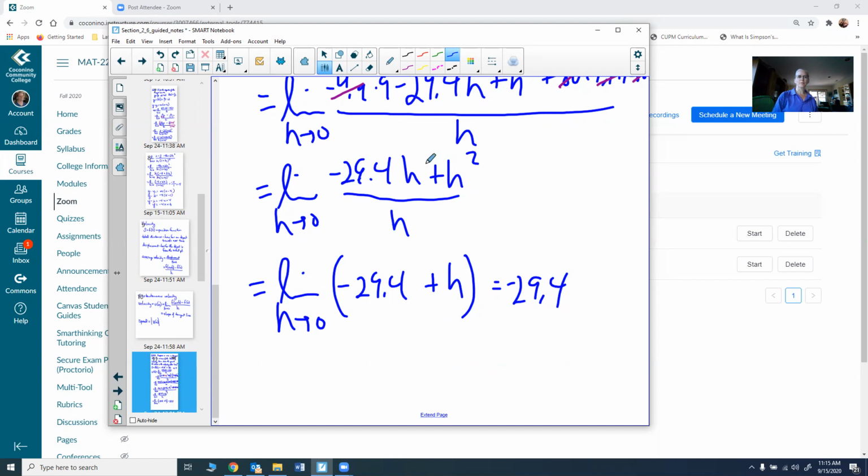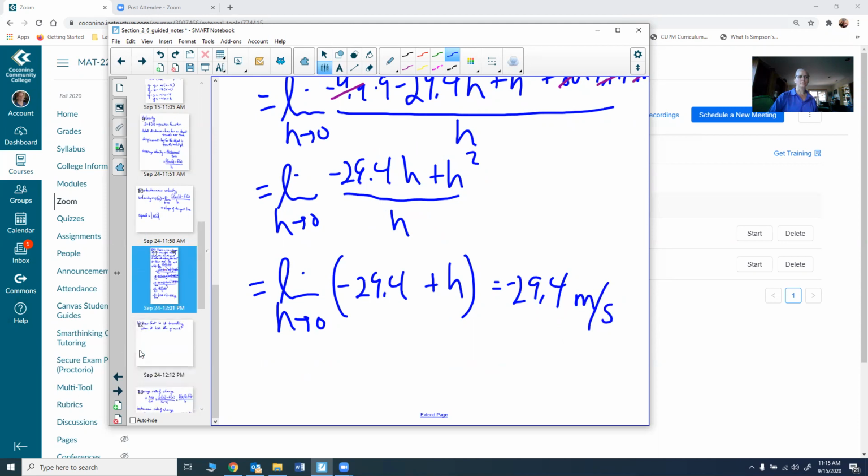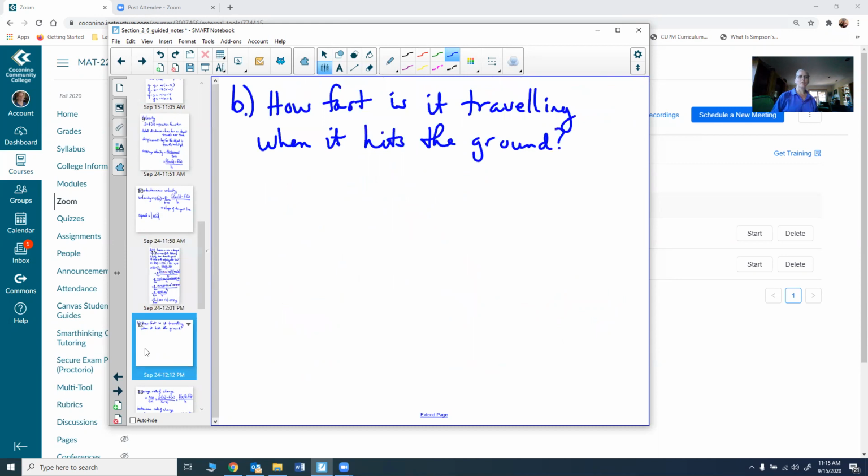The units on this: the top is displacement, which is in meters, and the bottom is time, which is in seconds. So it'll be meters per second. And there is your velocity at time 3 seconds. It's negative because it's going down, which is good because you dropped it and it should be going down on the earth. If I want to find out how fast it's traveling, so I want its speed, then I'm looking for the velocity when it hits the ground.